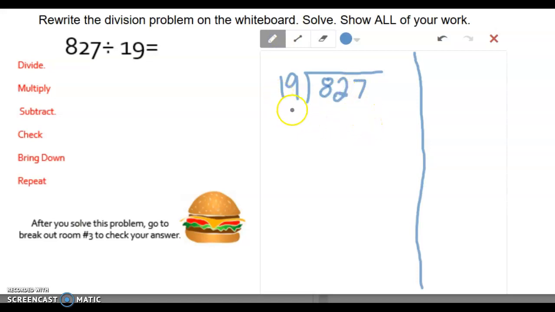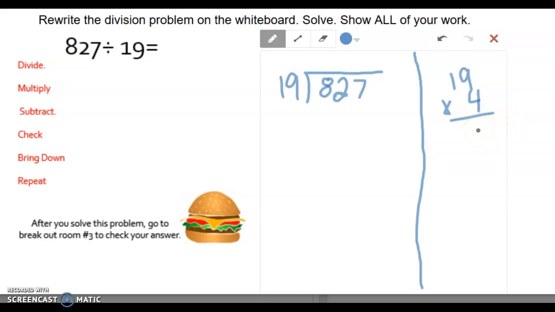All right, so let's think. How many times can I put 19 into 82? Well, I'm going to do some trial and error over here, so I'm going to multiply 19 times something to see. And I'm thinking 19 is pretty close to 20, and 82 is pretty close to 80. So I'm thinking to put 20 into 80, it's about 4 times. So I'm going to try 19 times 4 and see what I come up with.